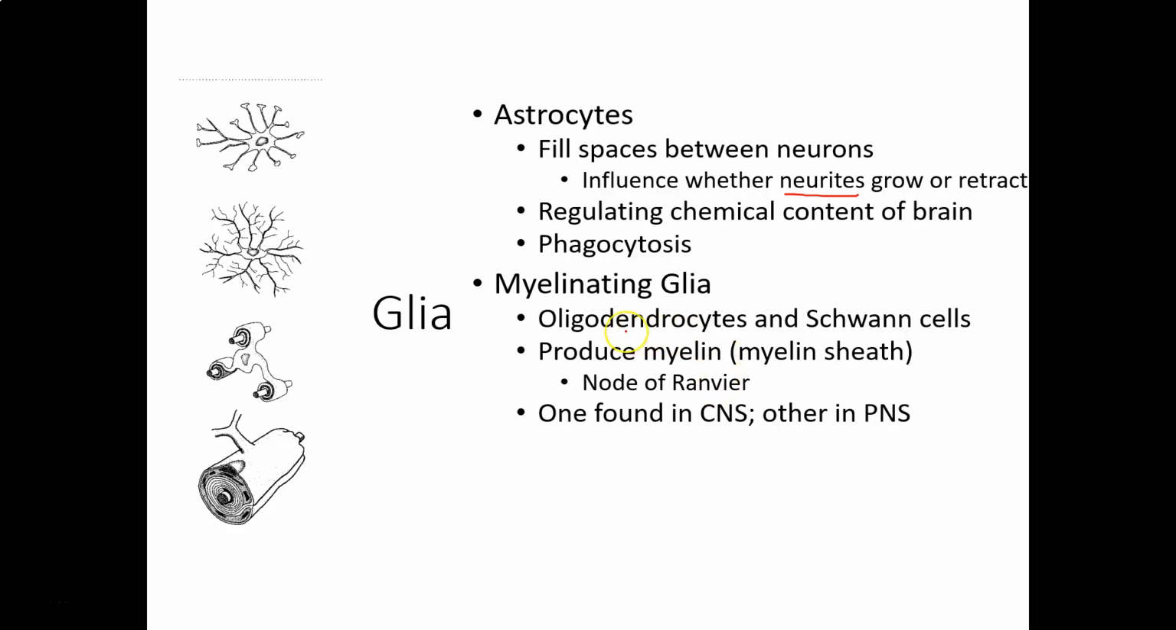In addition to the number of axons oligodendrocytes and Schwann cells can myelinate, they also differ in where they are found in the nervous system. Oligodendrocytes are found in what's called the central nervous system, and we'll talk more about that in the coming slides, but it's made up of the brain and the spinal cord. And Schwann cells are found in the peripheral nervous system, which is pretty much everything else. Like all the nerves in your body belong to the peripheral nervous system.